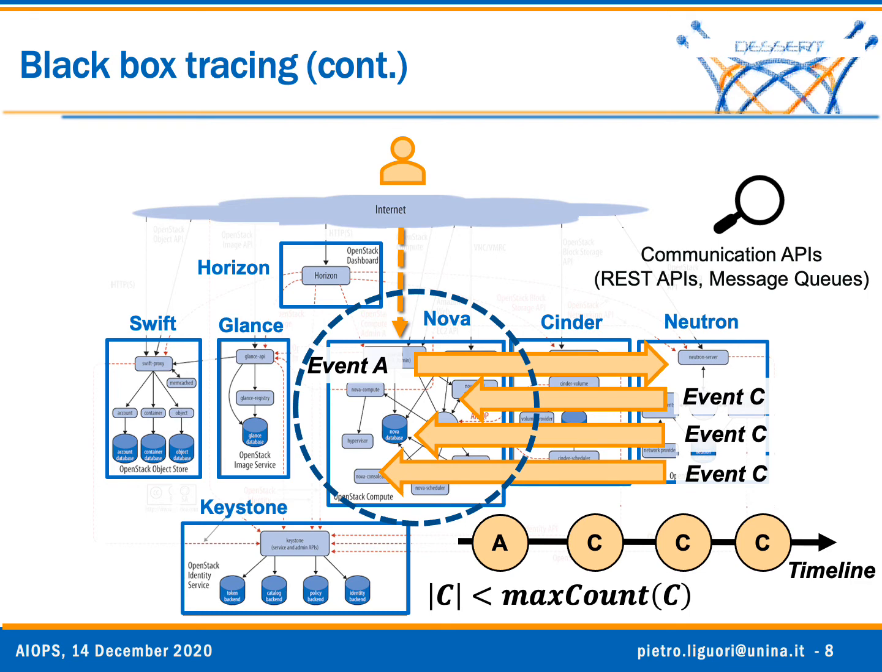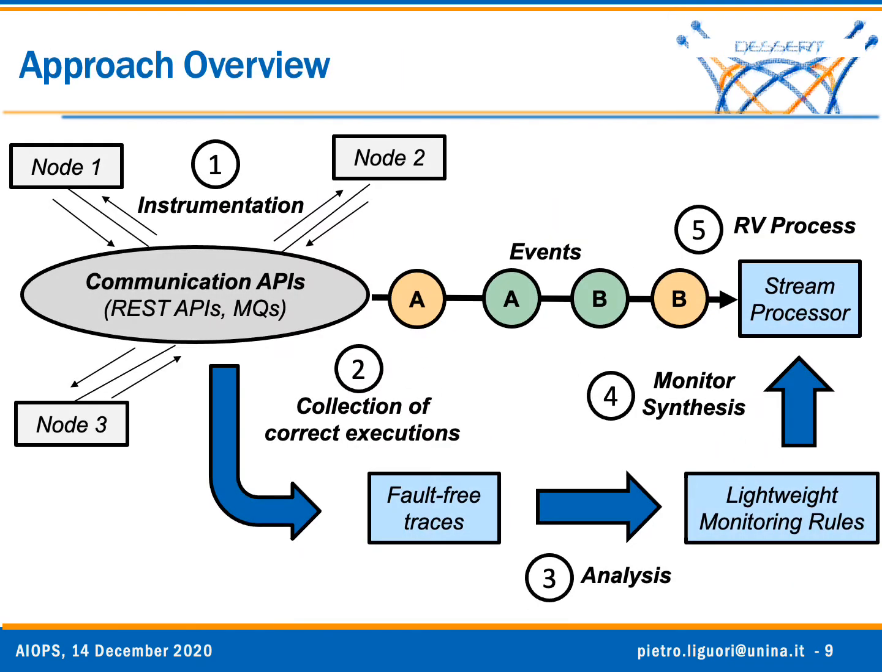In these cases, we define the monitoring rules related to the network operations by checking, at runtime, if a specific event type occurred in a number higher than a threshold. The question is, how do we define the thresholds or the relations between the events? Well, after the instrumentation step, we collected the correct execution of the system, step number 2.